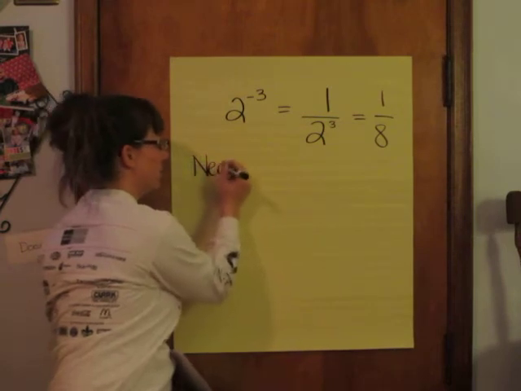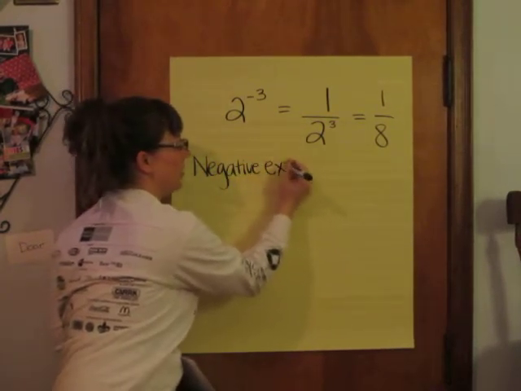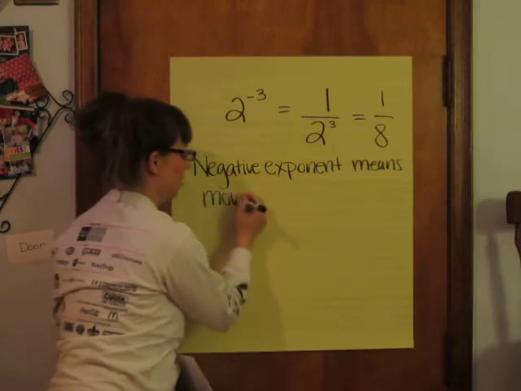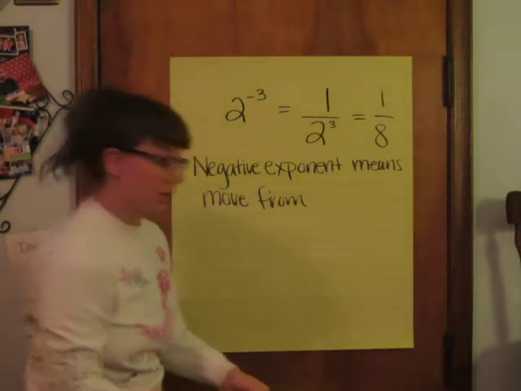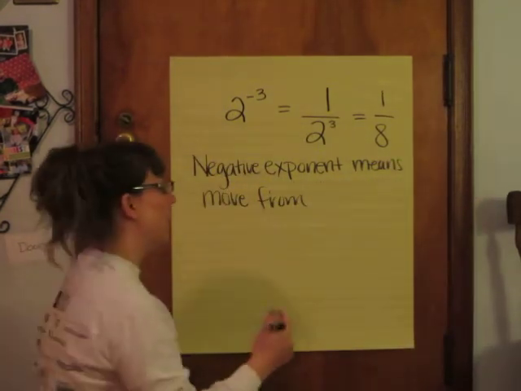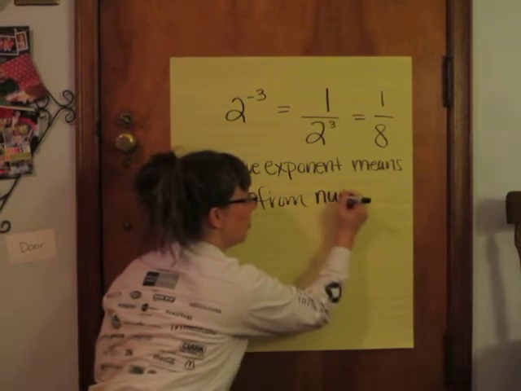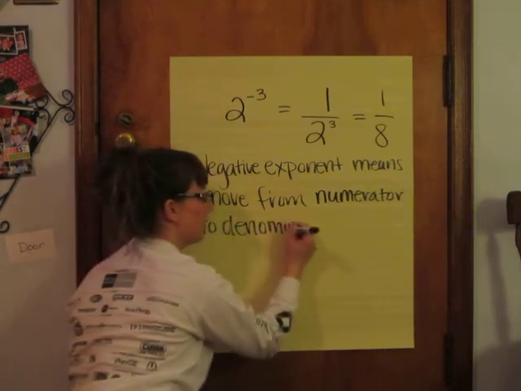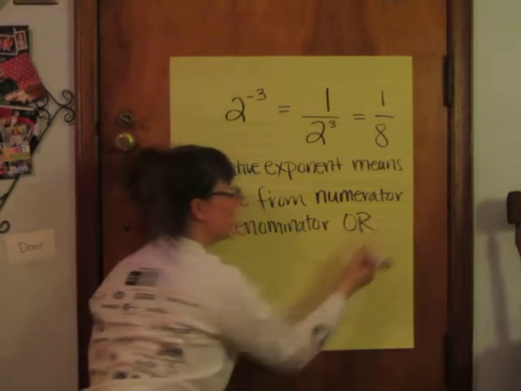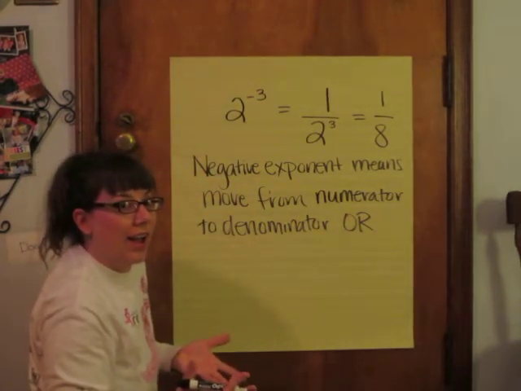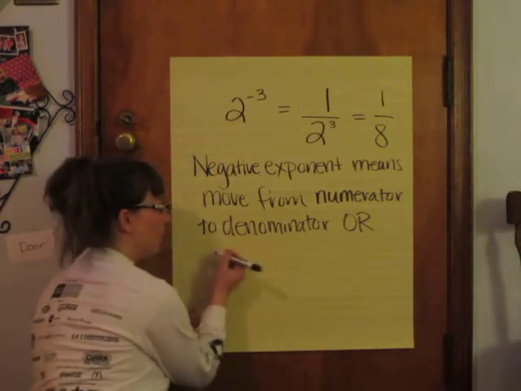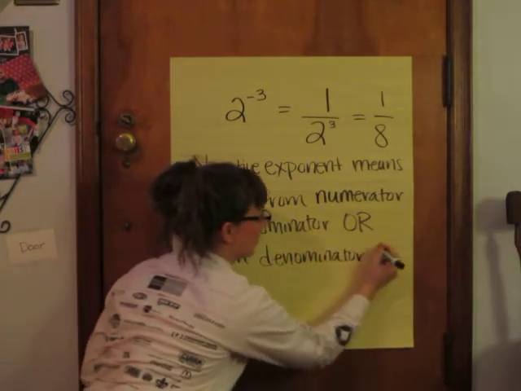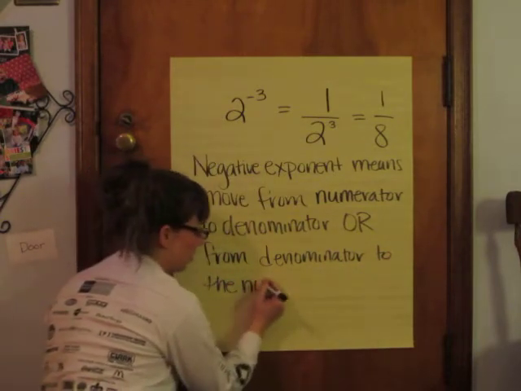So a negative exponent means move it from wherever it is. So if it happens to be in the numerator, we move it to the denominator, from numerator to denominator, or if it's in the denominator, we move it to the numerator, right? So we move it from the denominator to the numerator.